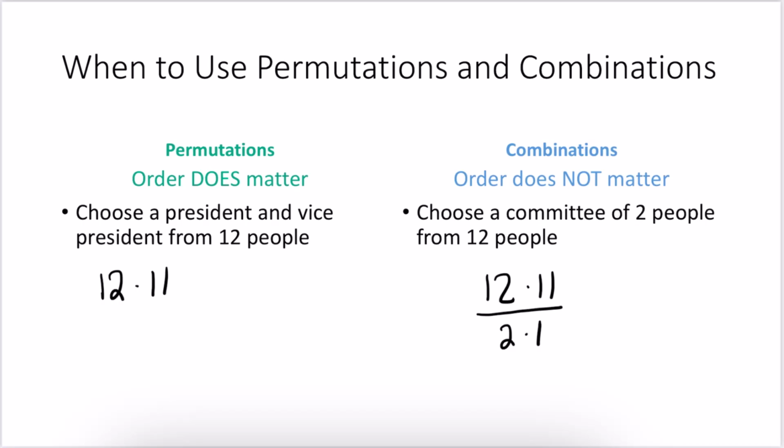So the main difference is that with permutations, the order does matter. Like choosing a president is different than choosing a vice president. Versus with combinations, order does not matter, because if you choose a committee of 2 people, it doesn't really matter which one you choose first, because they're both going to be on the same committee. And there's no distinction between those 2 people.